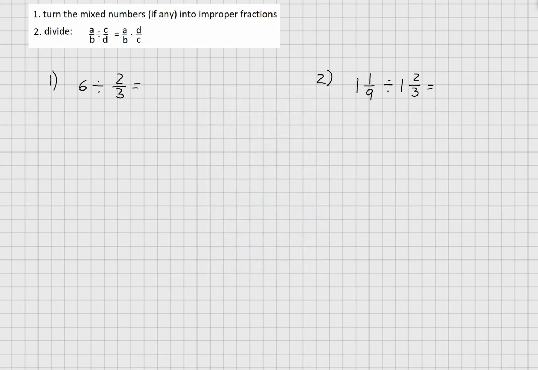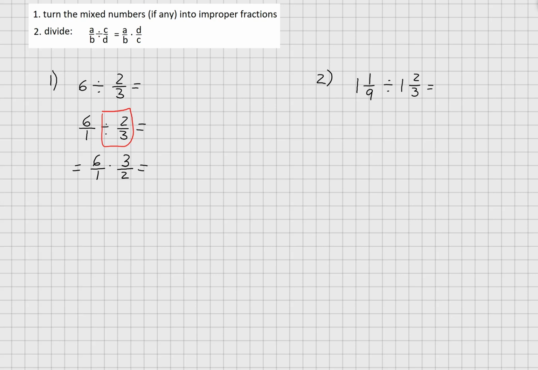Assuming you finished your questions, here is the way you should have solved them. Turn the mixed numbers into improper fractions. 6 over 1 divided by 2 over 3 equals. Then we look at the second part of the division. We need to turn it into a multiplication and flip the second fraction. That's what we're going to do. 6/1 times 3/2. Now that's a regular multiplication.